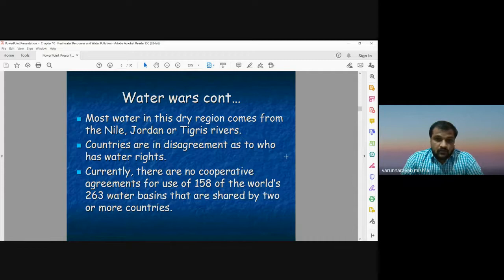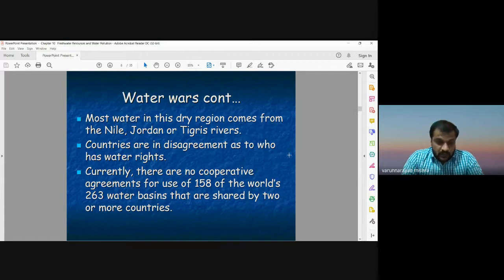As we know, most of the water in the dry region comes from the Nile river, which is near to Jordan. The countries are in disagreement as to who has water rights. Currently there is no cooperative agreement for use of 158 of the world's 263 water basins that are shared by two or more countries.